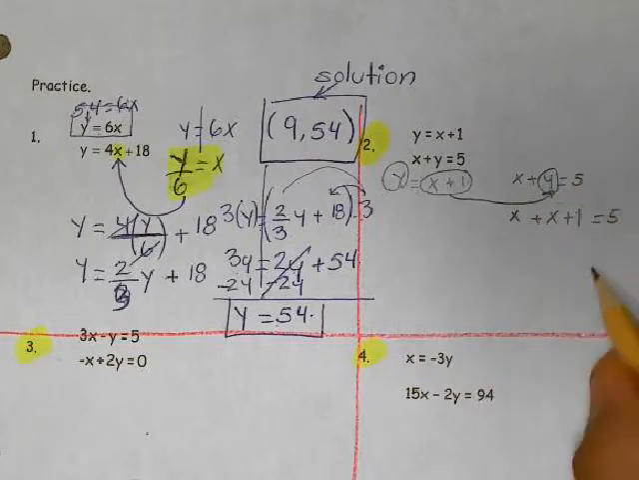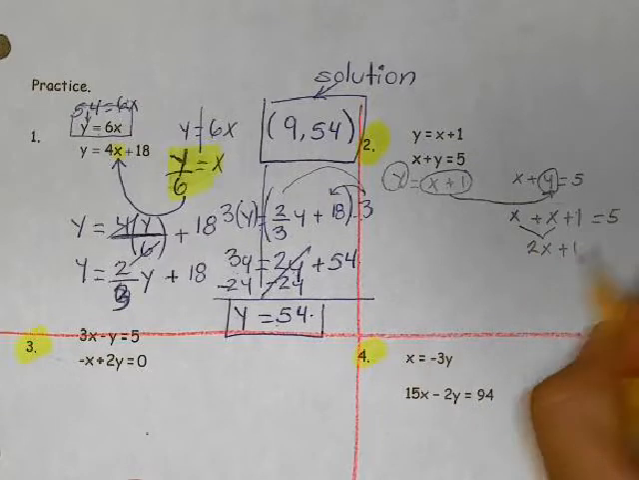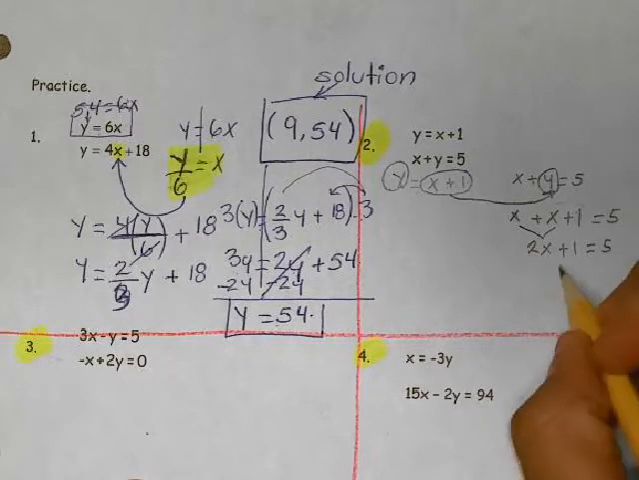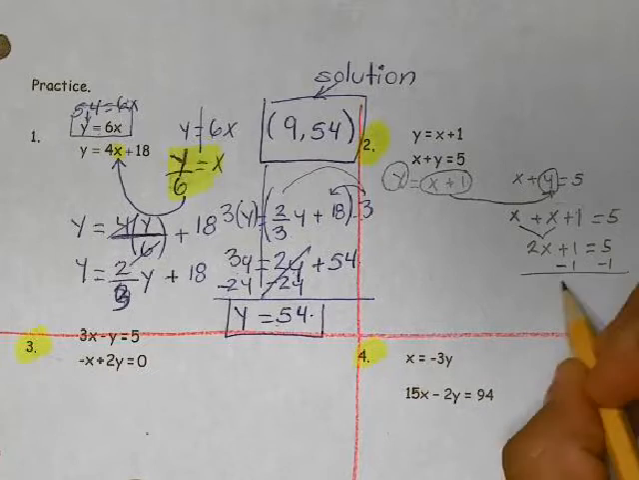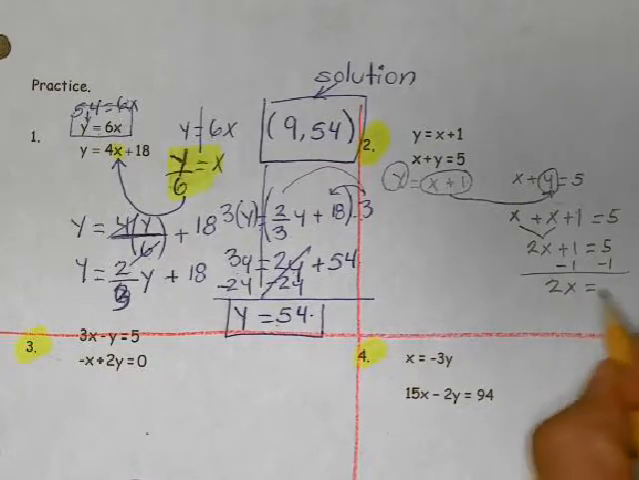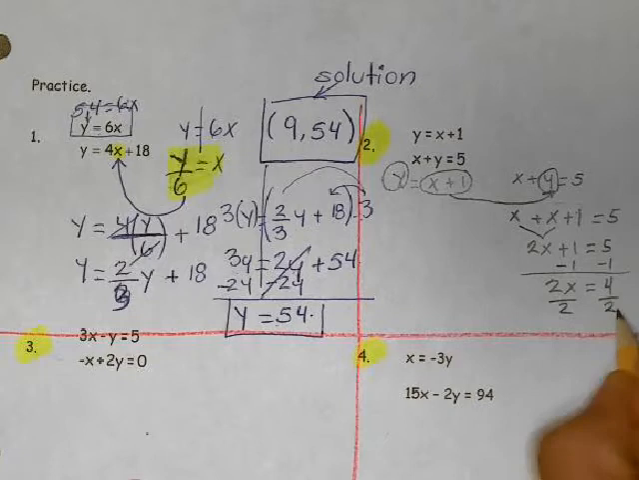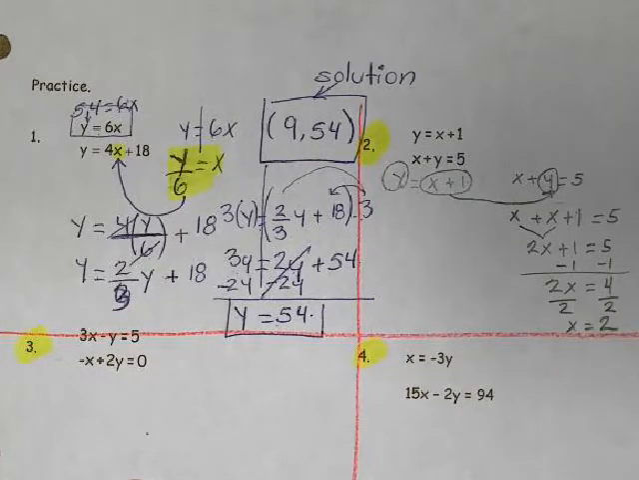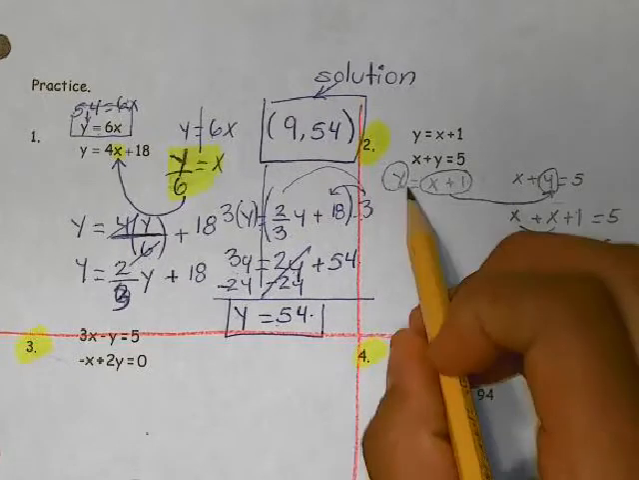Then I'm going to reduce this so that I can find an answer for x. So I put these two together and it gives me 2x plus 1 is equal to 5. Take away the 1, take away the 1. So we end up with 2x is equal to 4. Divided by 2, divided by 2, x is equal to 2. I'm going to use this number to find the solution to the system of equations.